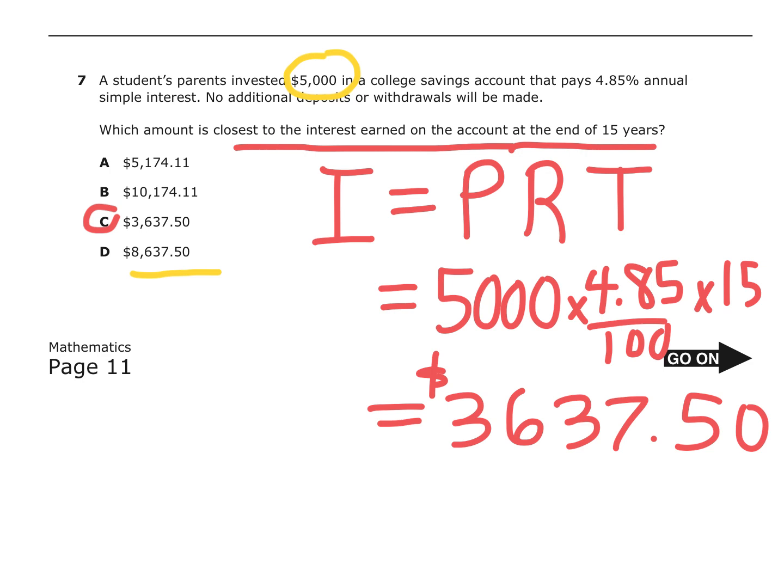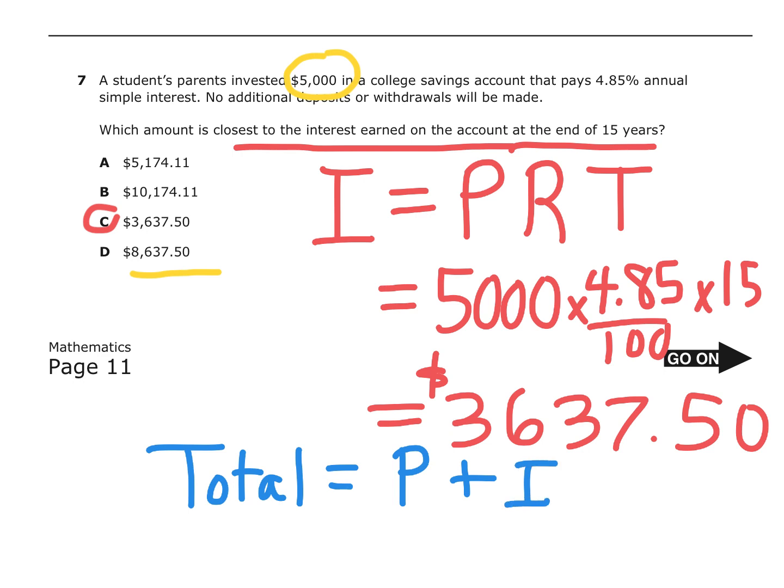Now, if they wanted the total amount, maybe in a different test, the total amount of money includes the principal, which is the 5,000, plus the interest. And if they were asking for the total, then answer D would have been correct. But since we're only looking for the interest, I, the answer is C. So C is the correct answer here.